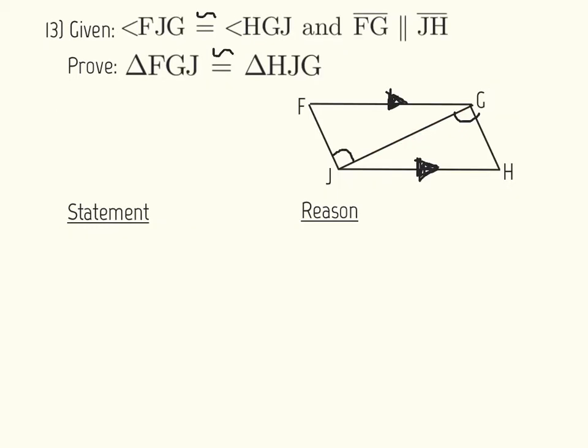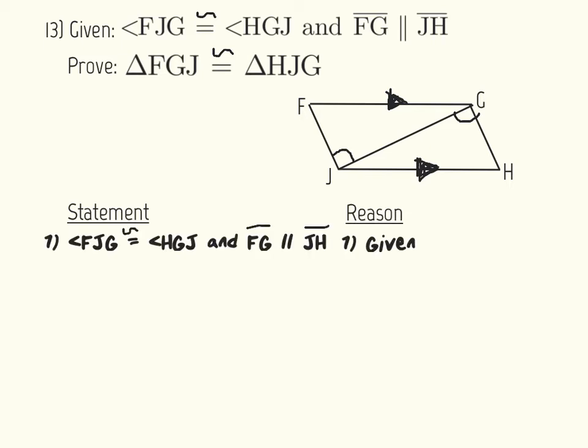Number 13, angle FJG is congruent to angle HGJ, and segment FG is parallel to segment JH. We want to prove that triangle FGJ is congruent to triangle HJG. So we're going to start with what we're given. So we write down our given statement. Now we need to figure out where to go from there. There's several places we could go.